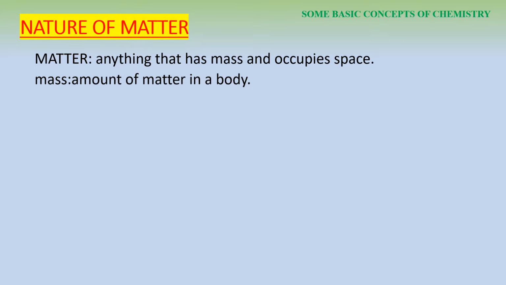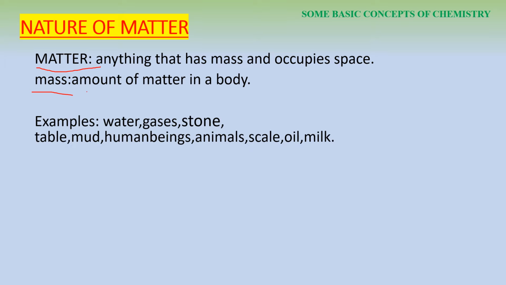What do you mean by matter? Matter is nothing but anything that has mass and occupies space. What is mass? Mass is nothing but the amount of matter in a body. Examples: water, gases, stone, table, mud, human beings, animals, scale, oil, milk, anything you can see around you is an example of matter.